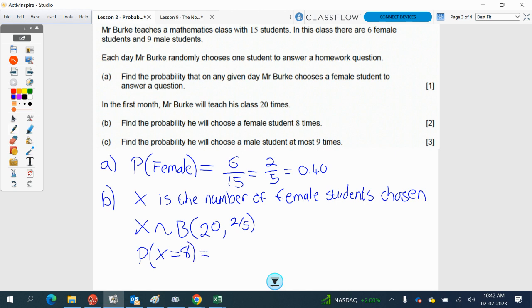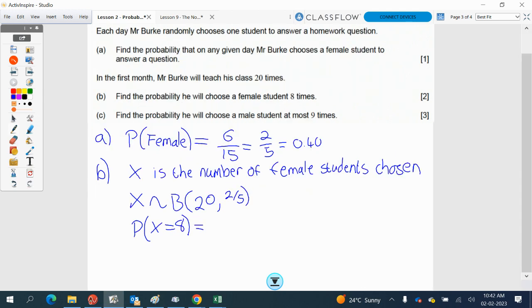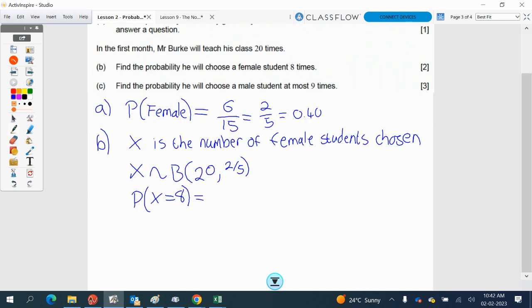Can X be equal to 8.5? No, this is a discrete probability distribution. You can't have values in between. So we do this one on the calculator.